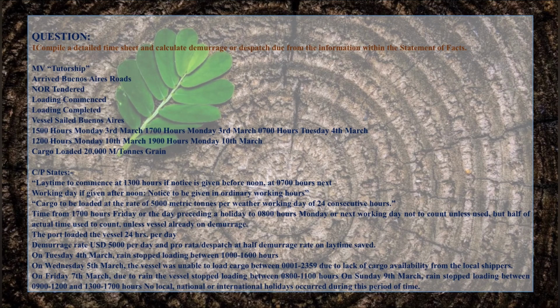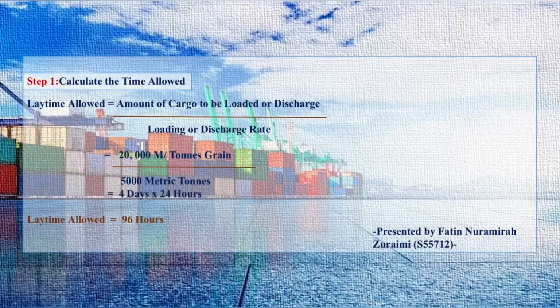So, this question requires us to compile a detailed timesheet and calculate the demurrage or dispatch due from the information within the statement of fact. Based on this question, firstly, we must calculate the time allowed. It can be done by dividing the amount of cargo to be loaded or discharged by the loading or discharge rate. By doing that, we can get the total lay time allowed.